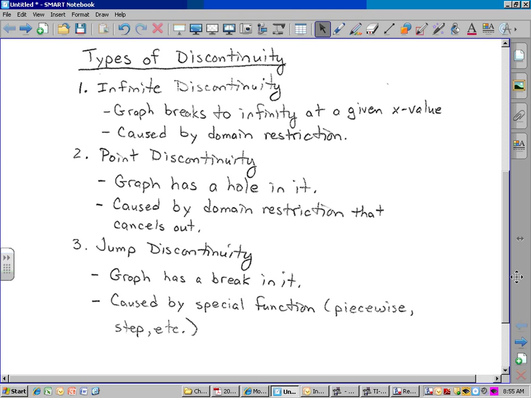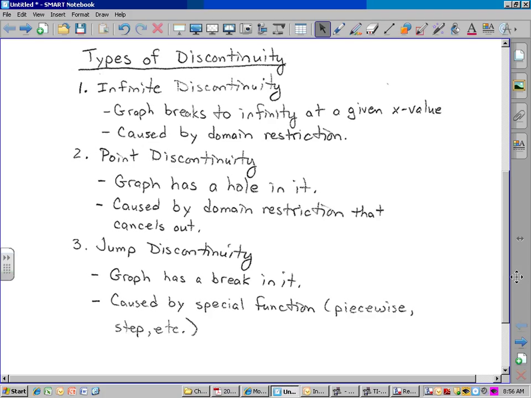Number one, infinite discontinuity. This occurs when a graph breaks to the infinity at a given x value. We'll see a picture here in a second, but literally, you will see the graph break. It's like someone grabbed it and broke it and bent part of the graph up and part of the graph down. So the graph is going way up to infinity at a certain x value and way down to negative infinity. Or they both broke upwards. They could both approach positive infinity or both approach negative infinity.